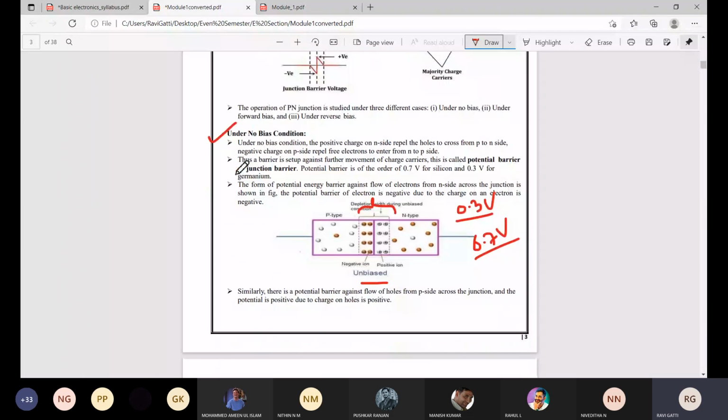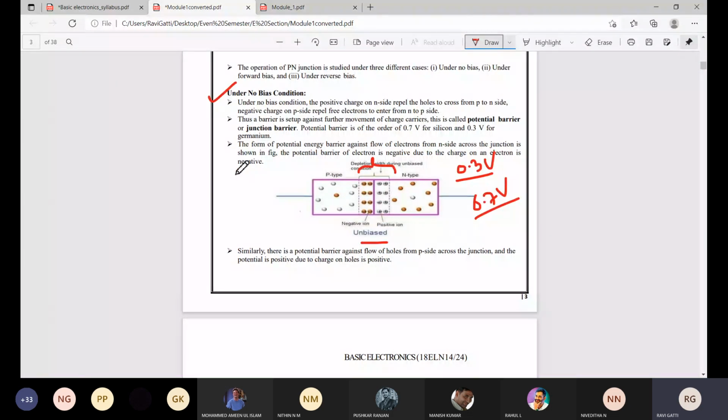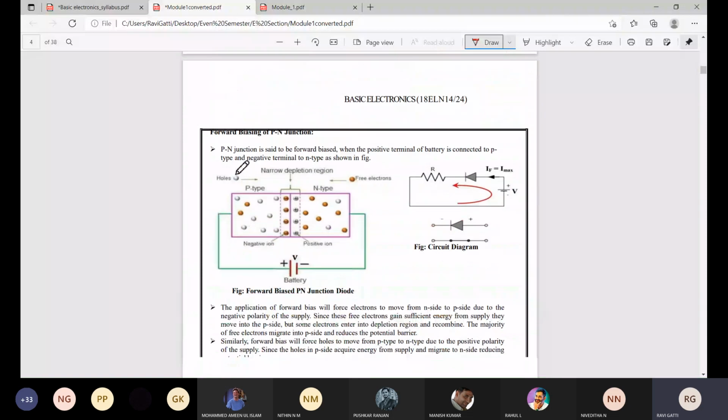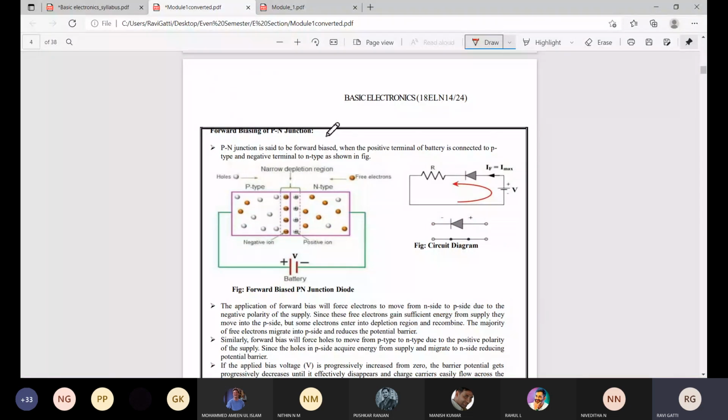So this we call the no bias condition, which means there is no external entity applied to the diode. The next one we call a forward bias PN junction. What you mean by forward bias is that the positive terminal of the battery is applied to the P type, and the negative terminal of the battery is applied to the N type. If you bias your PN junction diode like this, then we call it a forward bias PN junction.